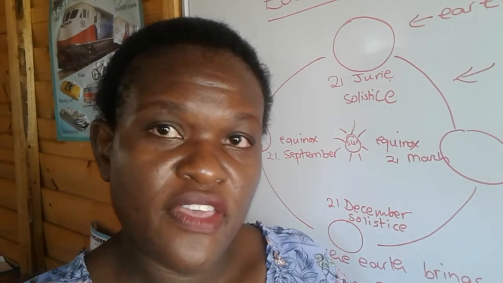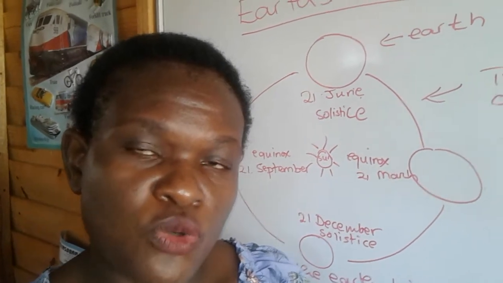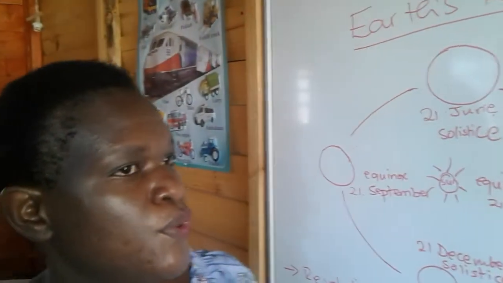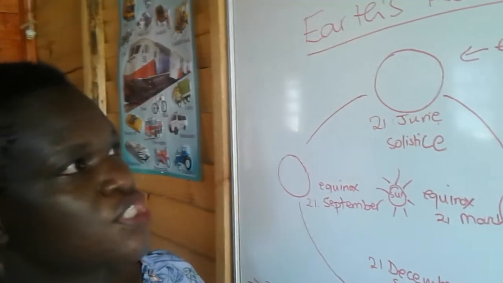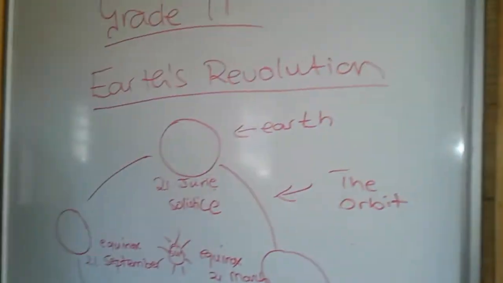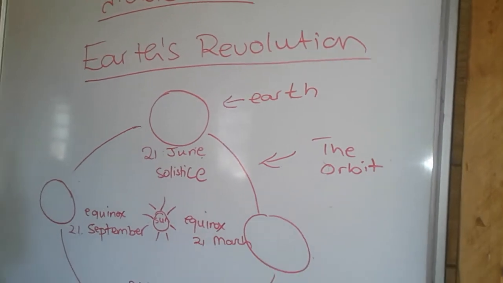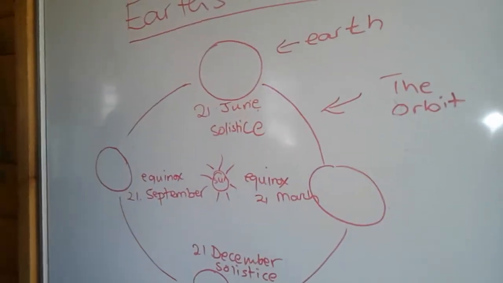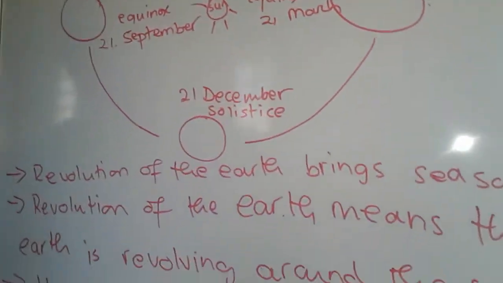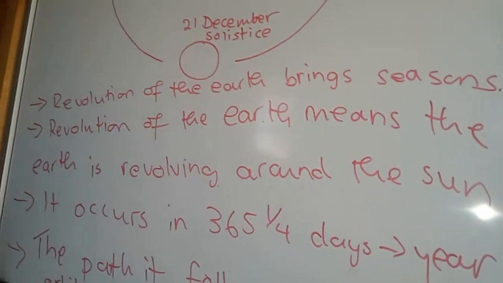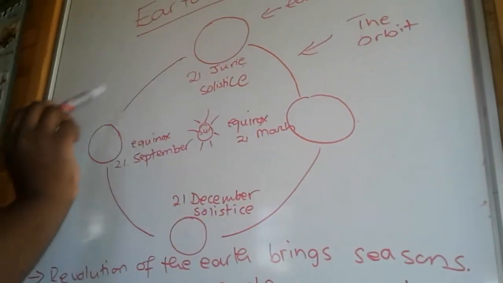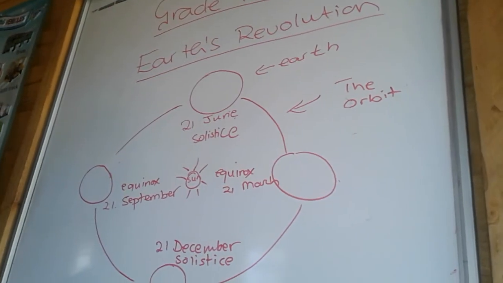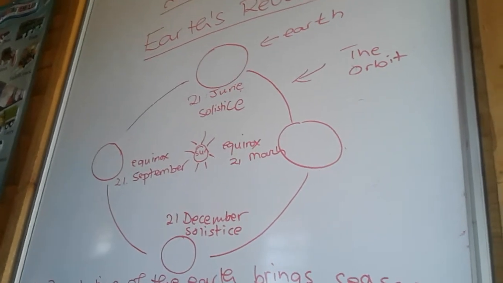We are going to look at the Earth's revolution today, and I'm sure you've learnt it in school already. I have drawn for you a mini sketch about how the Earth revolves around the Sun. So what is the Earth's revolution? I've just given you a few notes down here. The Earth's revolution basically means that the Earth is revolving around the Sun. This is the Earth there, and the Sun there in the center. So the Earth is revolving around the Sun. That's what the revolution means.